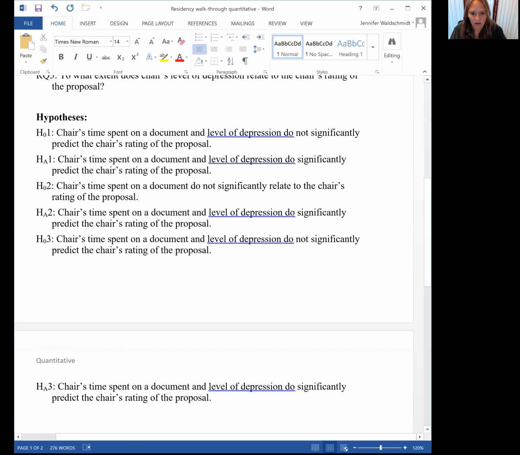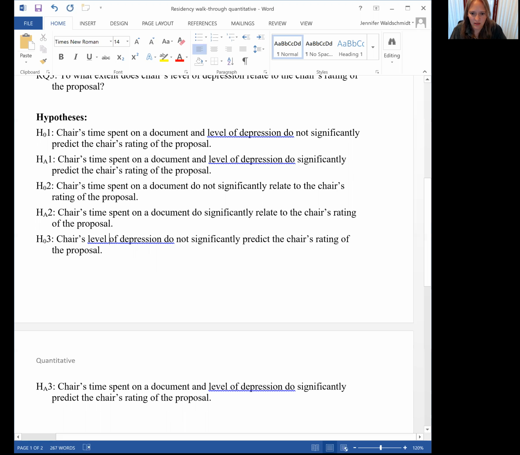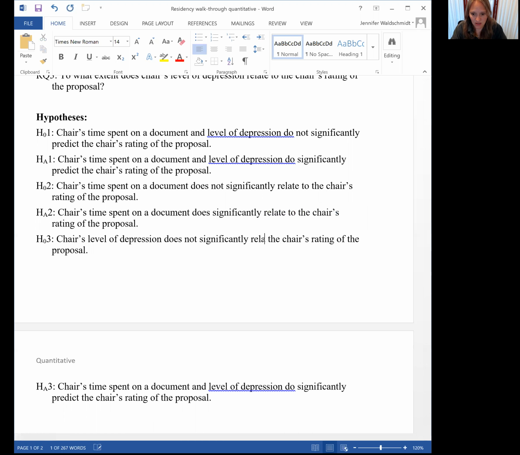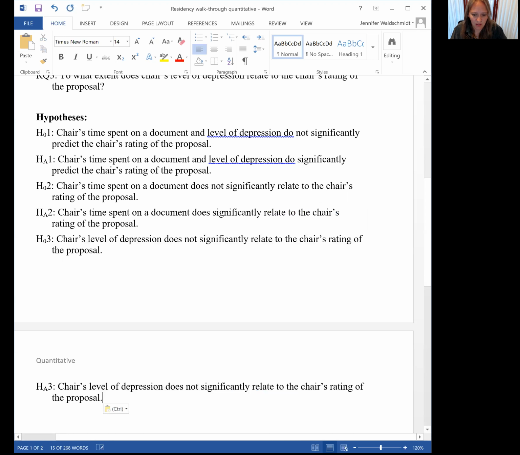Okay, do not significantly relate to. So give me just a second as I change these up a little bit. Chair's level of depression, and this is going to be does. Got to make sure that we keep our grammar in there. Chair's level of depression does not significantly relate to the chair's rating of the proposal. And then it does significantly relate.